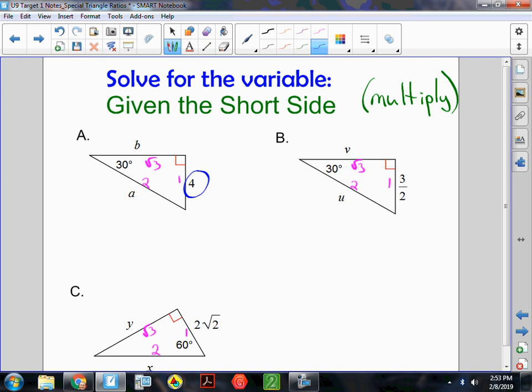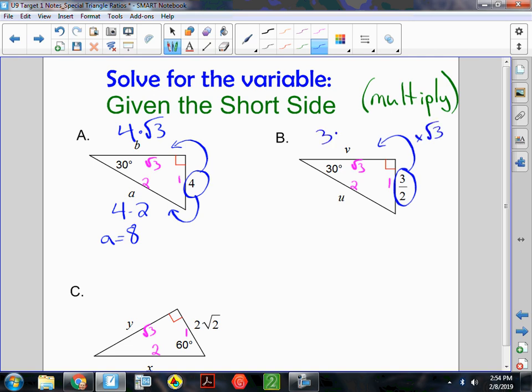We're going to take my short side and multiply by the ratios to get the other parts. To get the long side, since that ratio is square root of 3, I'm going to say 4 times square root of 3. And that's my answer. To get the hypotenuse, I'm going to say 4 times 2. 4 times 2 is 8. So A is equal to 8, B is equal to 4 square root 3, which is a decimal I could figure out, but right now I'm just going to leave it as square root of 3. For the second triangle, B, I'm going to take 3/2 times the ratio, which is square root of 3.